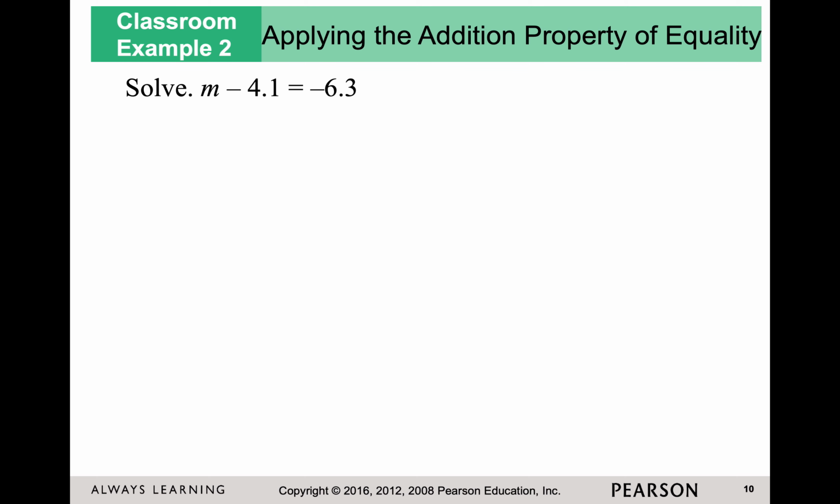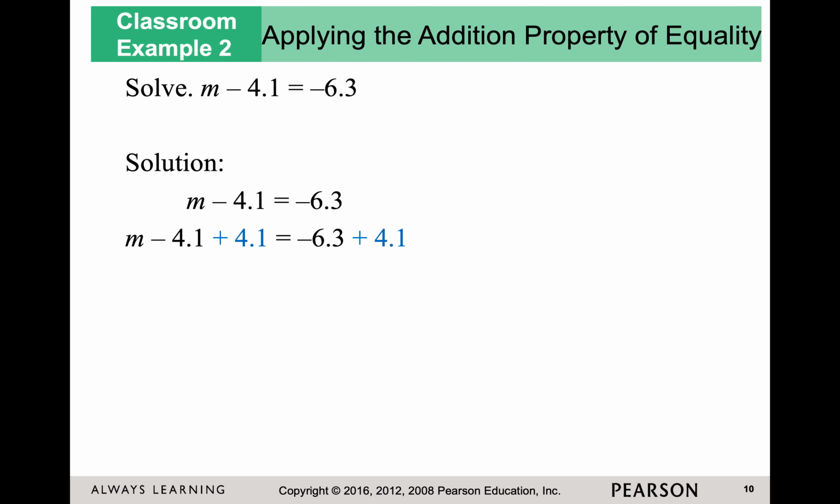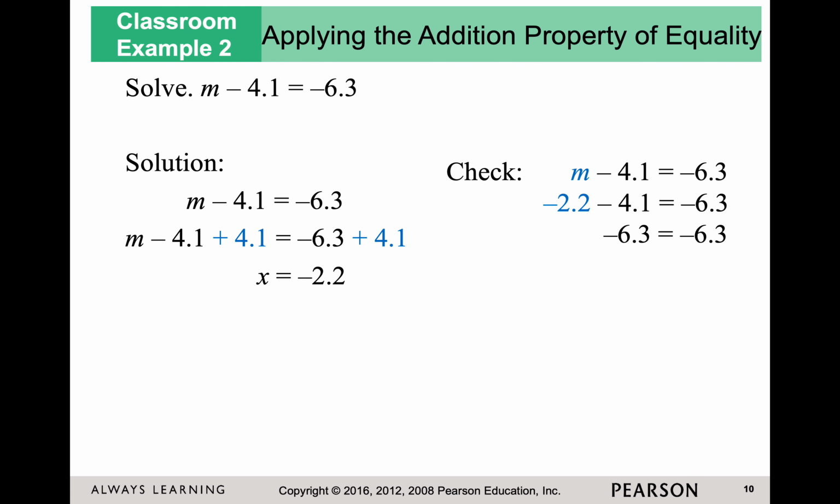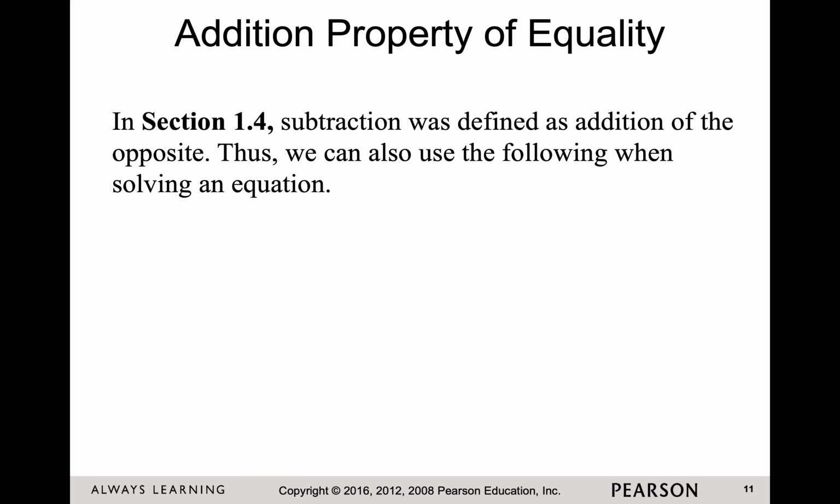Here, I have m minus 4.1. I need to get m by itself. So the inverse operation of minus 4.1 is plus 4.1. So I'm going to add 4.1 to both sides to get my final answer, and that should be m, not x. Then I'm going to check my work, and I know I got the right answer. So just taking that extra moment or two is going to make sure we don't make a mistake in our arithmetic.